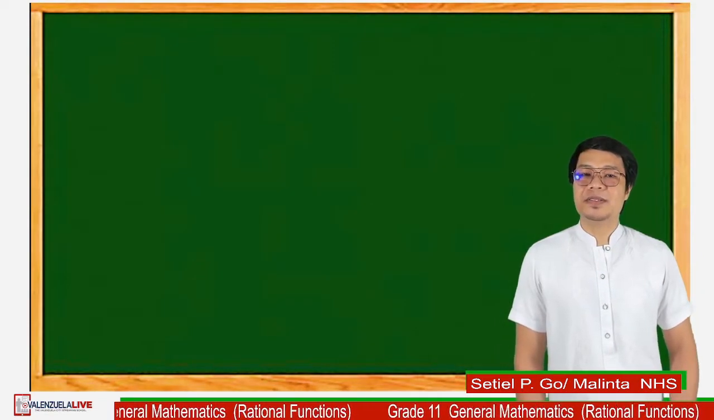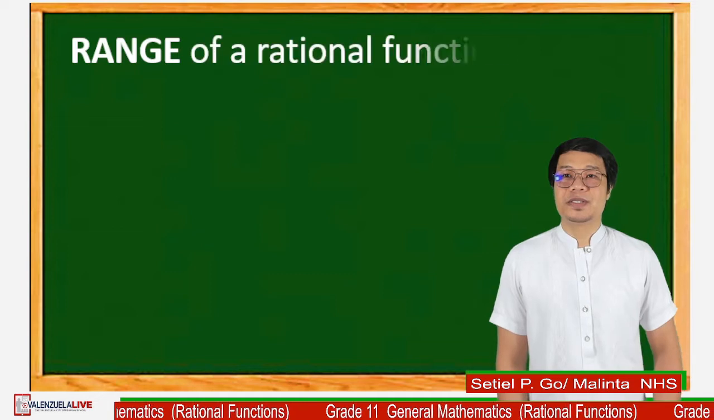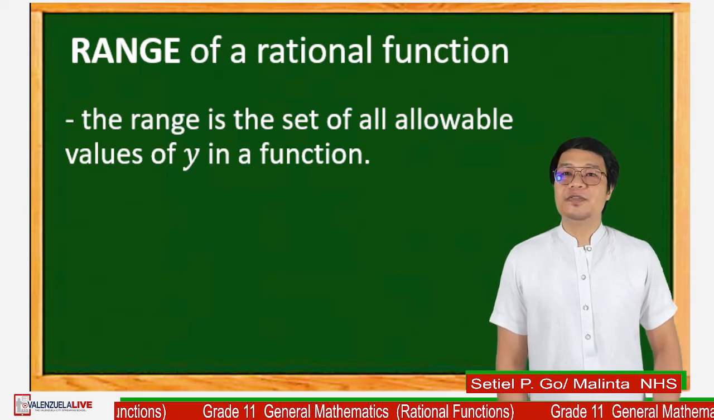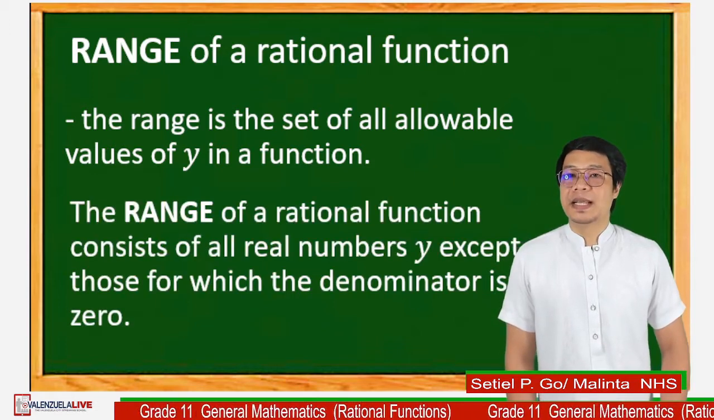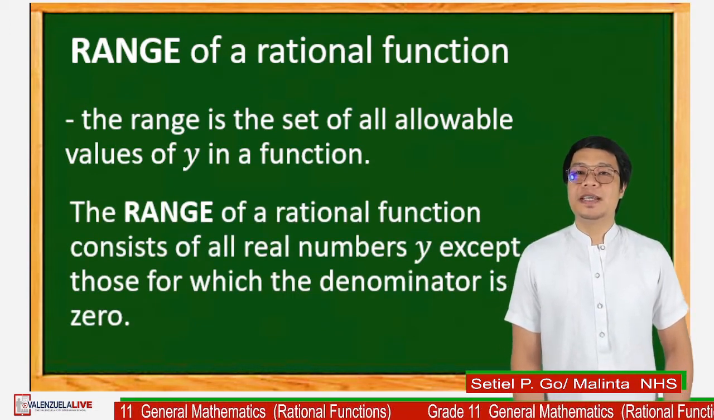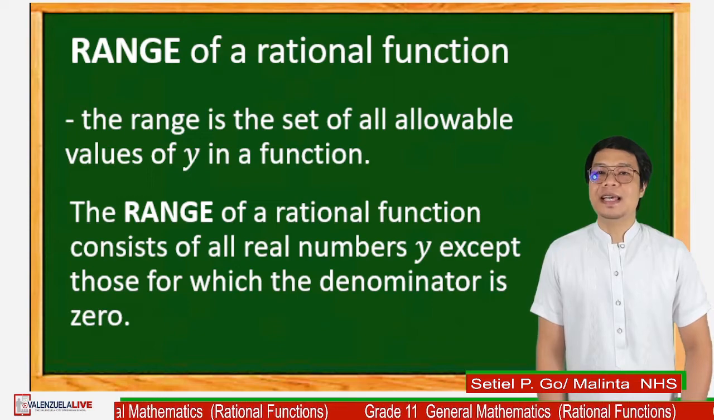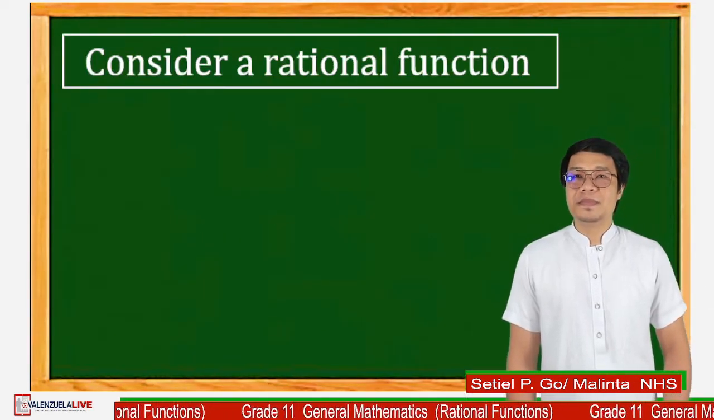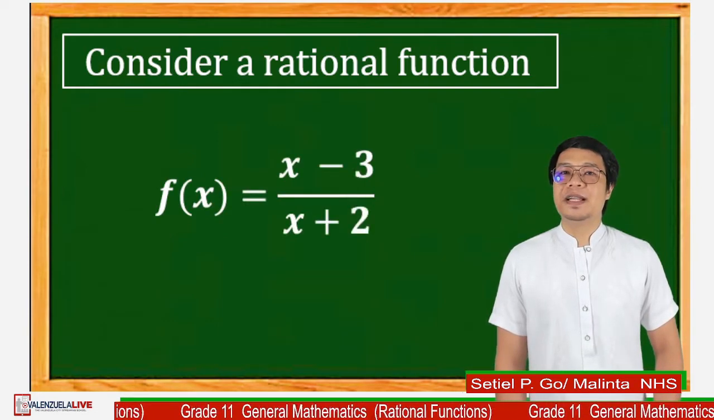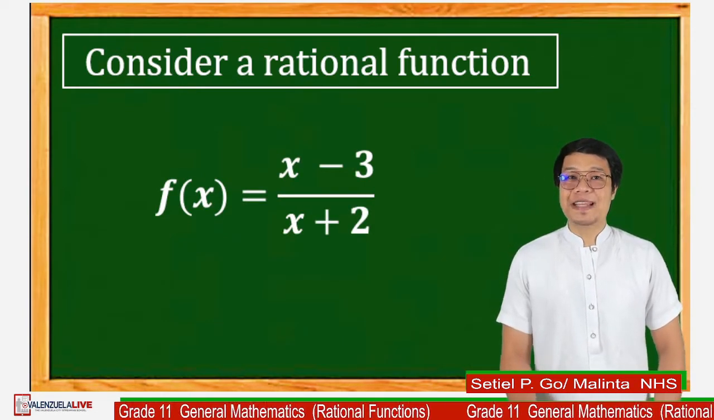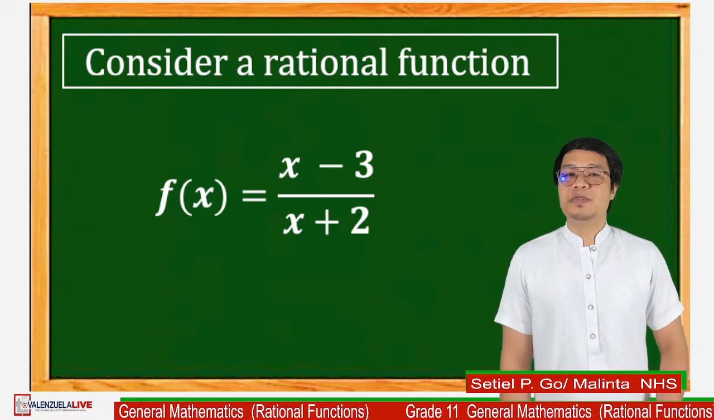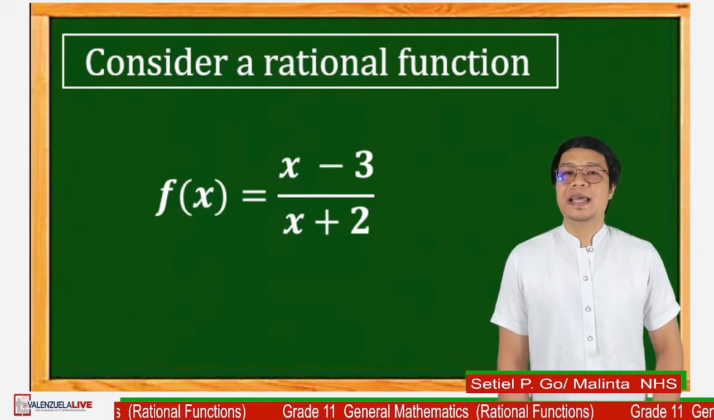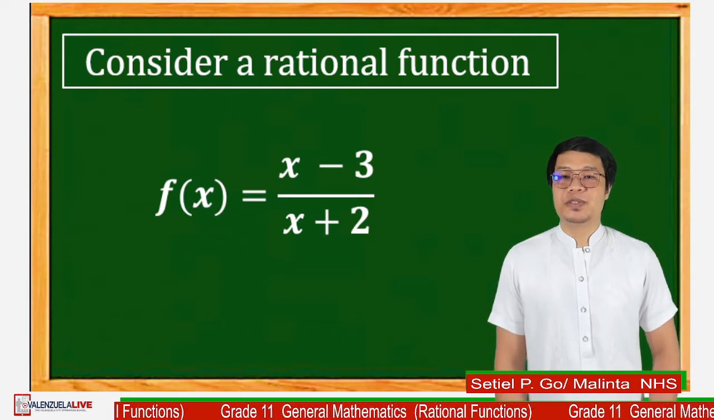This time, let us talk about the range of rational functions. The range is a set of all allowable values of y in a function. The range of a rational function consists of all real numbers y except those for which the denominator is 0. Let's consider the same example as when we found the domain of a rational function. So we have f of x is equal to (x minus 3) over (x plus 2).